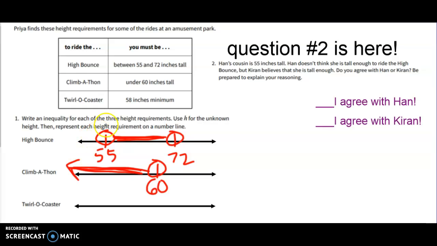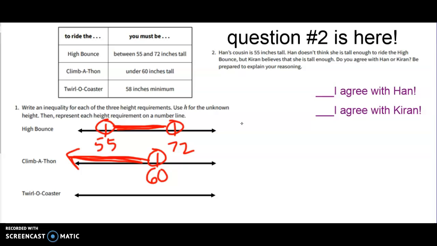Okay, the last one, the Twirlathon, 58 inches minimum. So here's 58 inches. And minimum, we're going to include that one because you could be 58 inches or taller. And taller is to the right. So that's how we'd put those on the number line.